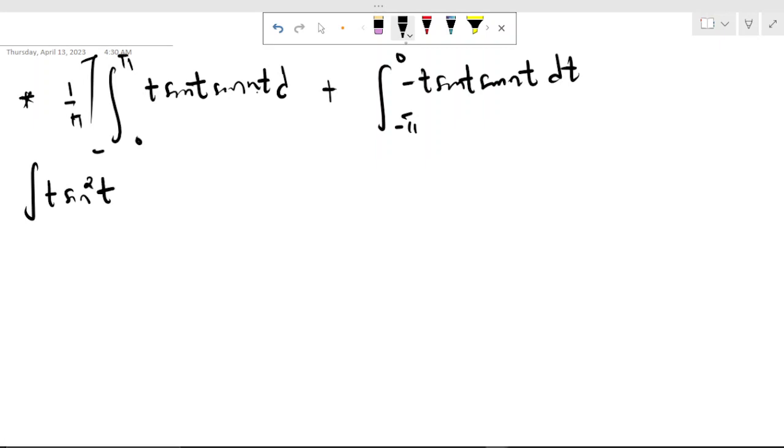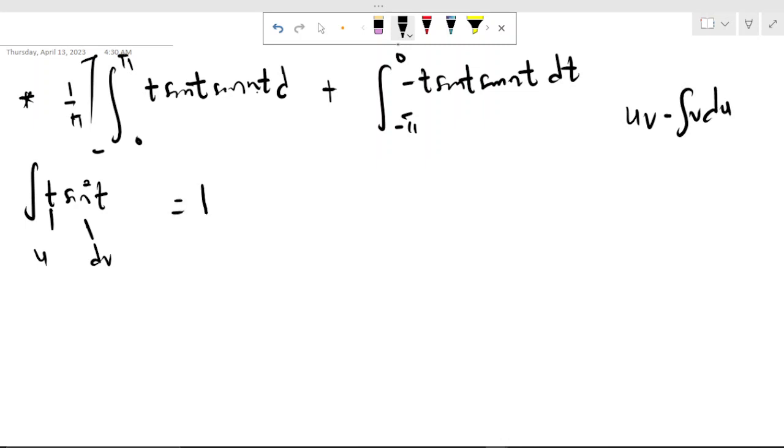And I hope you know how I got sine square t. Let me go back. Basically we have sine t times sine 1t, which is sine square t. So now how do we integrate this? We can use by parts again. This is our u, this is our dv. And remember, this is uv minus integral v du.